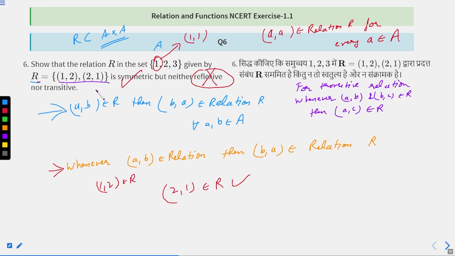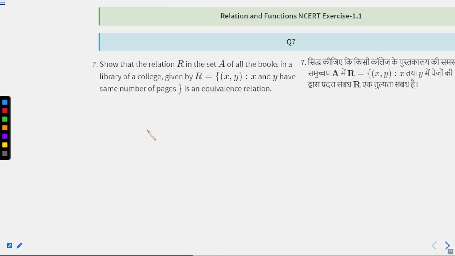So let's see. 1 comma 2, 2 comma 1 belongs to R. Yes, but from this definition, 1 comma 1 also must belong to R. But as you can see, 1 comma 1 is not in the relation R, so it contradicts the definition. So from this I can say that it is not transitive. I hope this is clear to you. Let's move to next question.